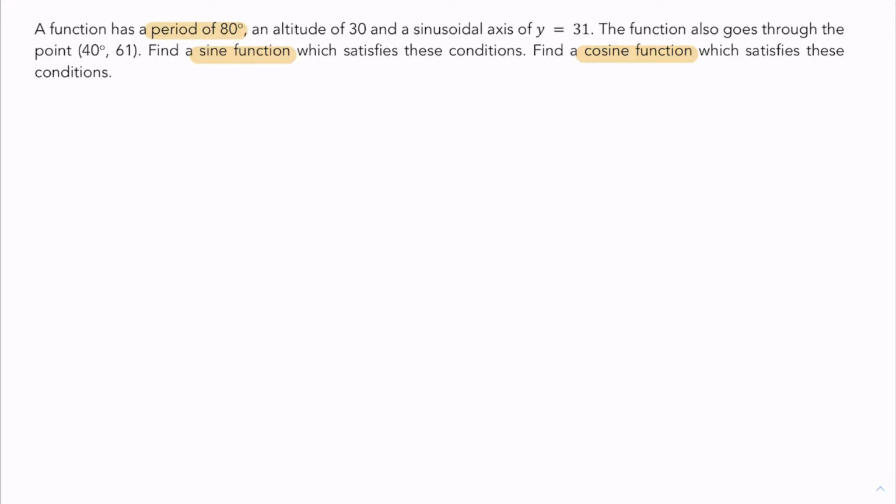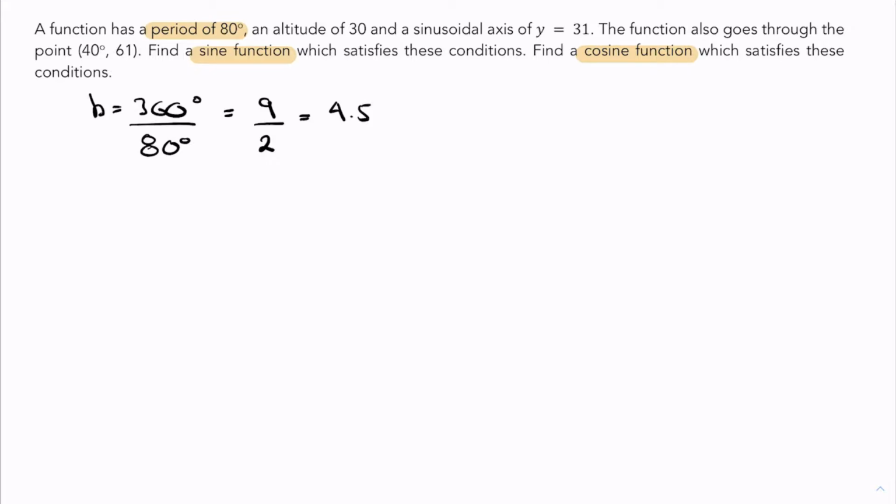Now again, the period does not appear directly in the equation, but we know that the b value is going to be 360 degrees divided by 80, which in this case simplified is, well, 40 goes into 360 9 times, 40 goes into 80 twice. Or if you want, you can write it as a decimal, 4.5. I'll leave it up to you.